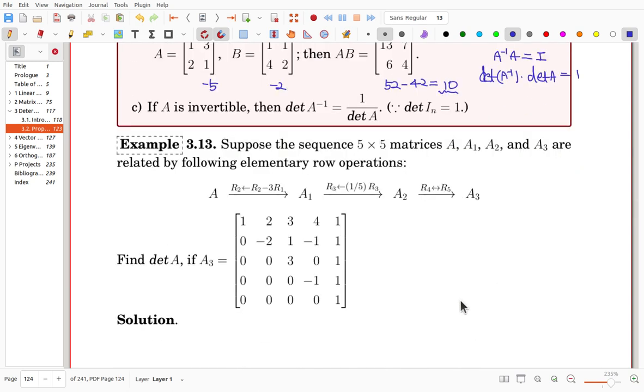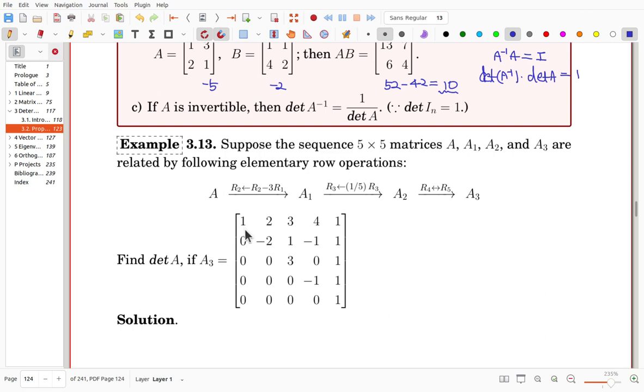Suppose the sequence of 5 by 5 matrices A1, A2, A3 are related by the following elementary row operations. Now find the determinant of A when A3 is given in this way. Okay, so we can trace back the determinant of A starting from A3.